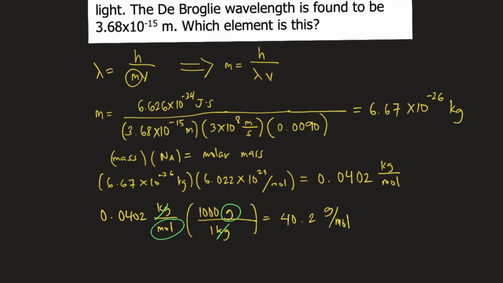40.2 is actually calcium. The molar mass of calcium is around 40 grams per mole. So the answer to this question is calcium.